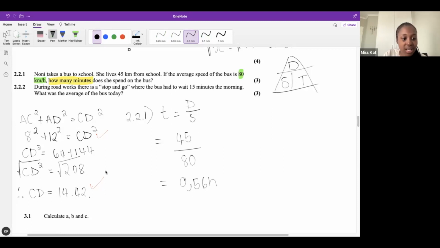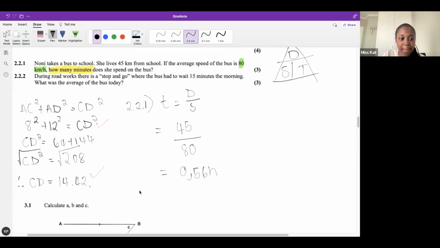Now, I saw someone say it's 56 minutes and it is not. How do you get from hours to minutes, guys? Ooh, we don't know conversions. Hours to minutes, we multiply by 60. So 0.56 multiplied by 60. Now give me how much it is in minutes.